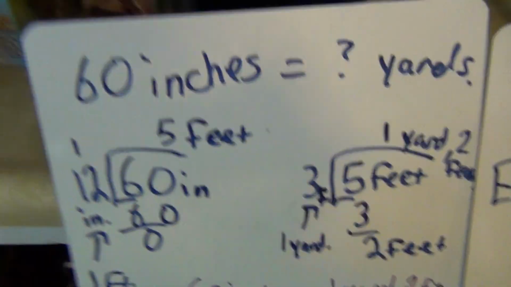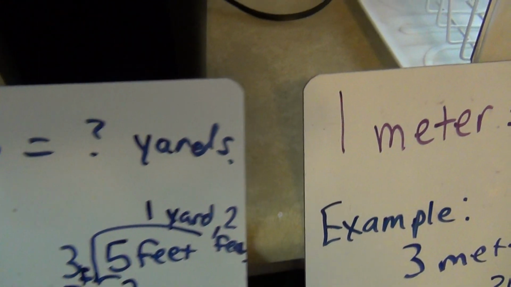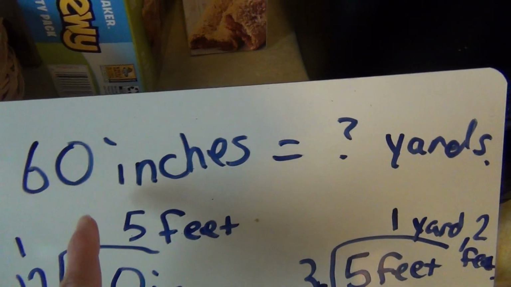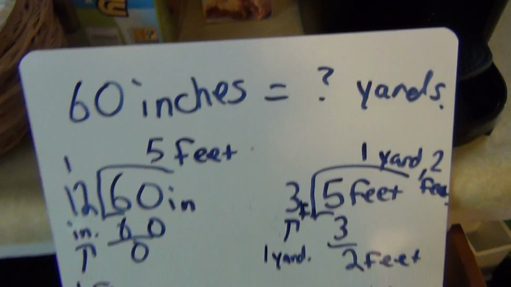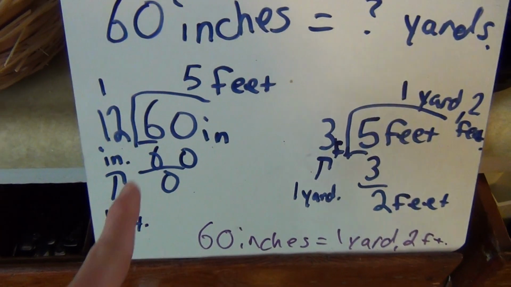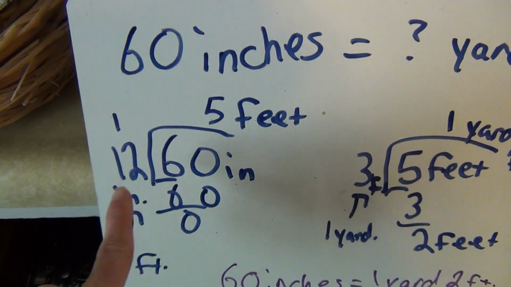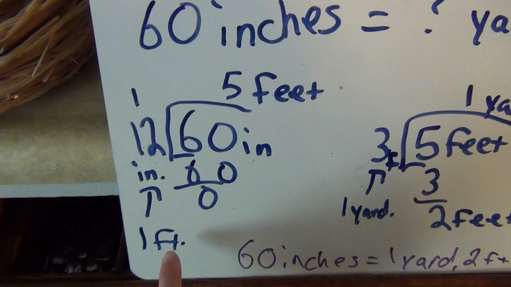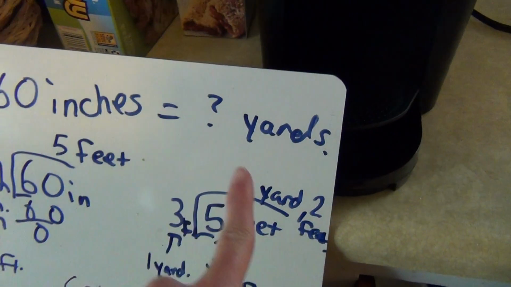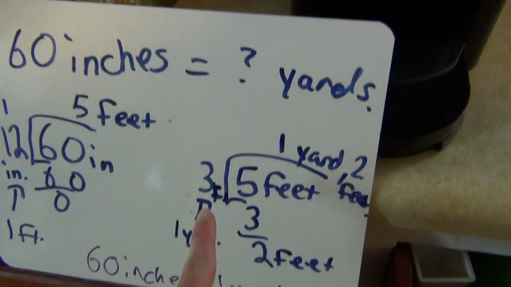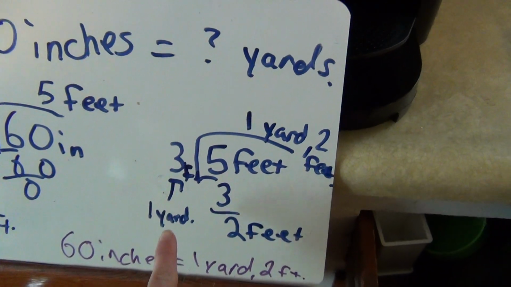Move over to the next one. Here's a little bit more complicated one. This is why it had to go on its own board. They asked, 60 inches equals how many yards? So you have to go through multiple steps. As you can see, this is a multi-step problem. We take 60 inches divided by 12 inches, which equals 5 feet. Now we have to take 5 feet and divide it by 3 feet, which equals 1 yard.